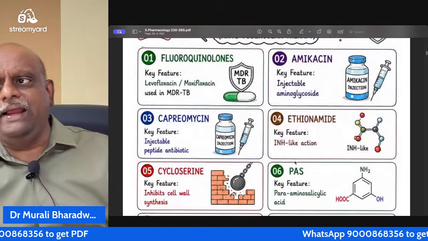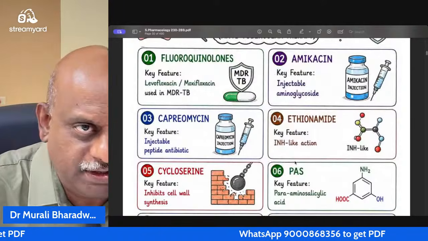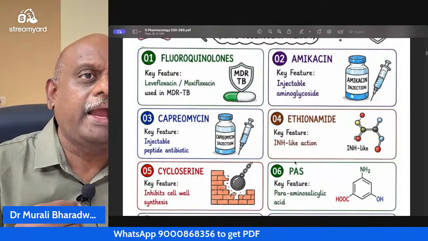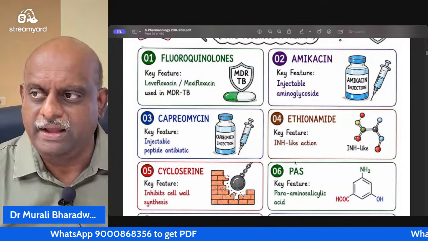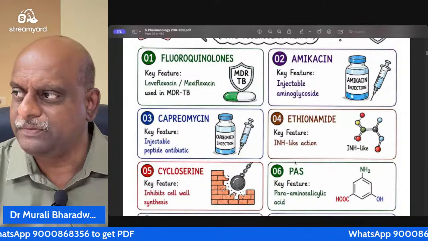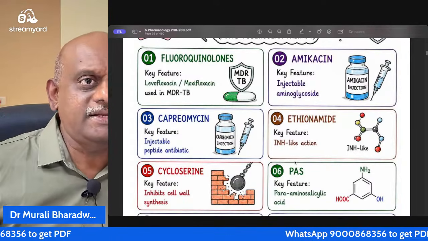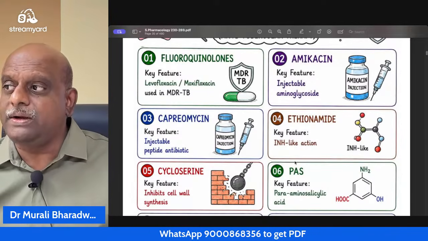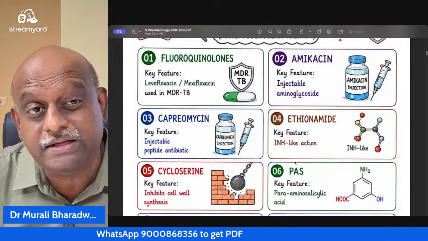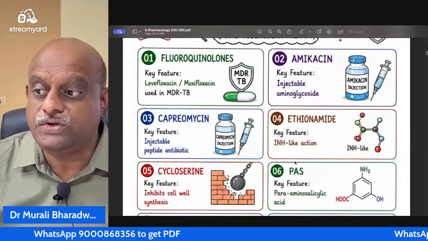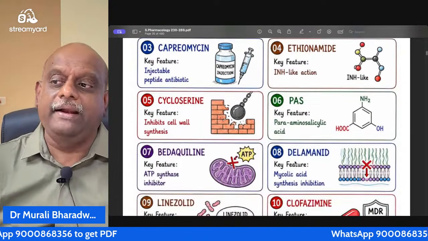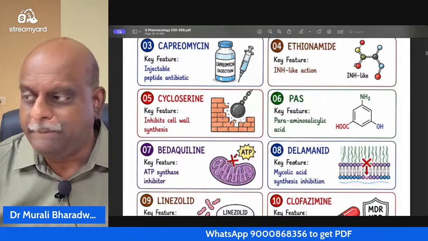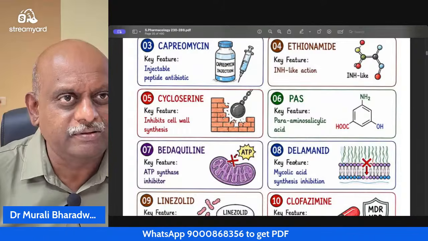Now, what are the second line drugs in TB? Fluoroquinolones, which are used in MDR TB, multi-drug resistant TB: levofloxacin, moxifloxacin. Capreomycin is an injectable peptide antibiotic used as a second line. Ethionamide has an action similar to INH. Cycloserine is a second line drug that inhibits cell wall synthesis. Para-amino-salicylic acid. Bedaquiline, delamanid. What is bedaquiline?